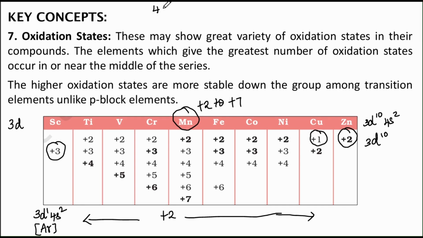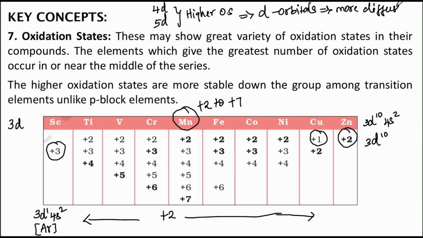As we go to the heavier elements, that is the 4d series and 5d series, these elements show higher oxidation states. That is, the elements present in the 4d and 5d series have stable compounds in these higher oxidation states. The reason is that in 4d and 5d elements, the d orbitals are already more diffused and spread out in space. So it is easier to take an electron from this d orbital when compared to the 3d orbital. So these elements have stable compounds in their higher oxidation states when compared to the 3d series.